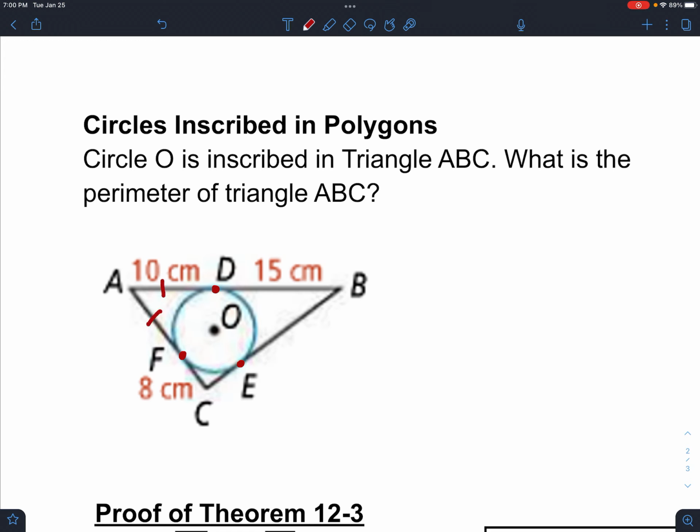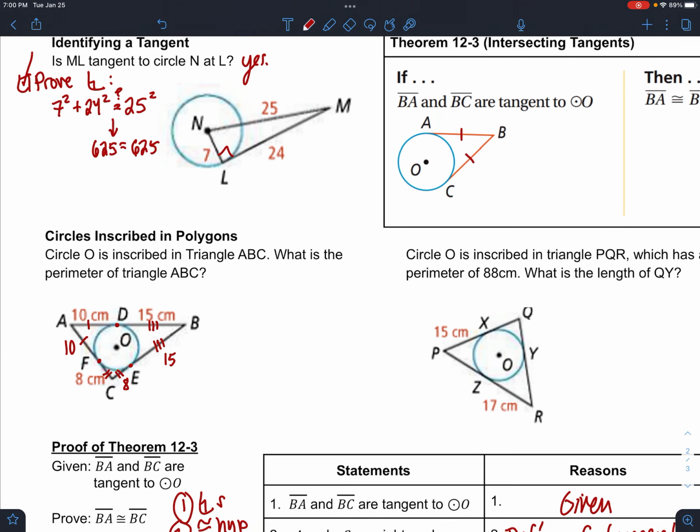So basically 10 is going to be equal to 10 over here. 8 is going to be equal to 8 over here. And 15 is going to be equal to 15 over here. Right? Because if this was 17, this would be 17. So that's what we're doing here, we're using theorem 12.3.